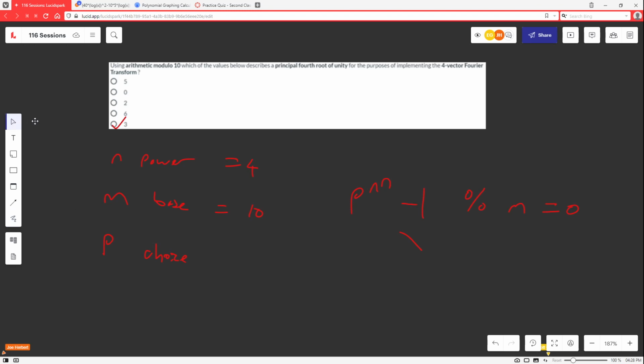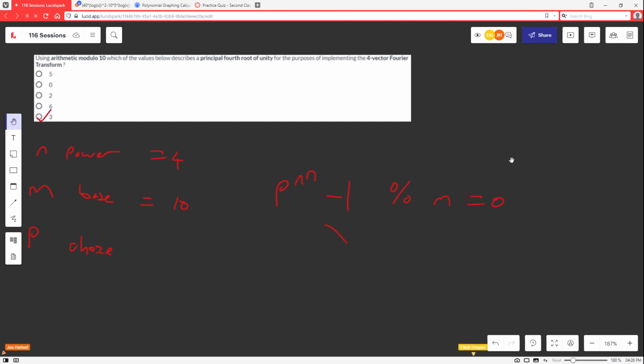So in that situation, whenever you're doing it, you just want to be filling in these answers. So your principal 4th root 4, modulo 10, and then go through each of them until you find one that is in the base of M, or which satisfies this condition.